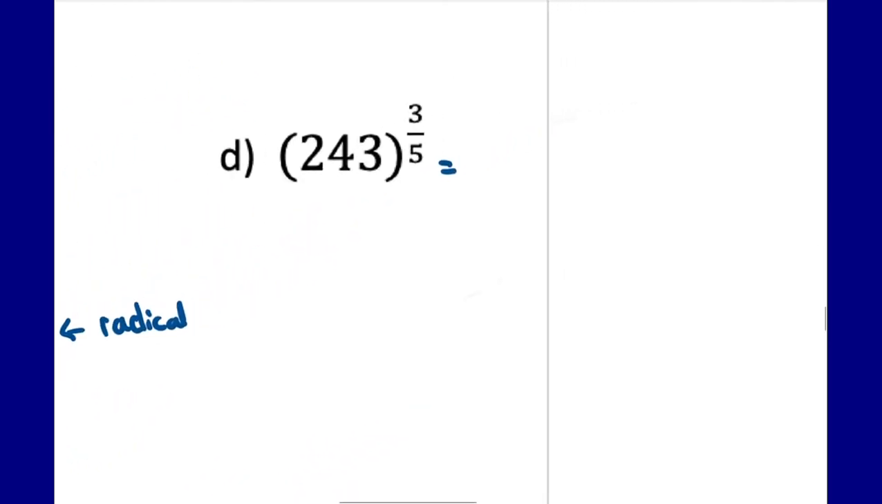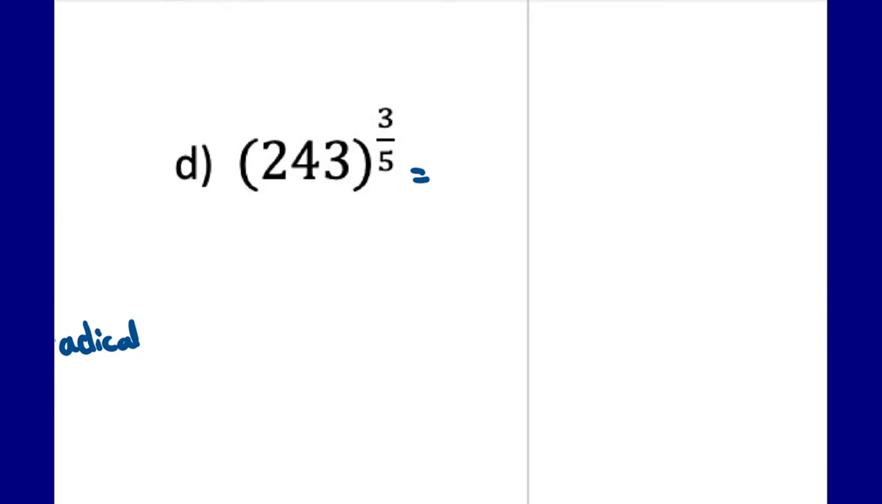Lastly, 243 to the power of 3 over 5. So that 5, again, becomes the root. So it's the 5th root of 243, all to the power of 3. I can then evaluate this by finding that root.